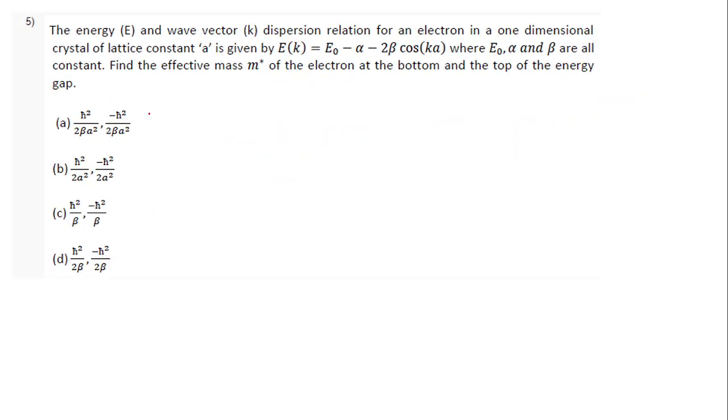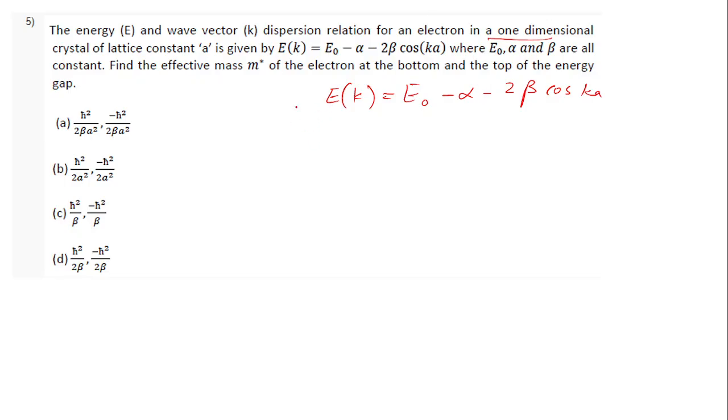Next question. This is again on dispersion relation. For an electron in a 1D crystal of lattice constant a, the energy is given by the same expression, E = E0 minus alpha minus 2 beta cos Ka, and these E0, alpha, beta are constants. Find the effective mass of the electron at the bottom and at the top of the energy gap.